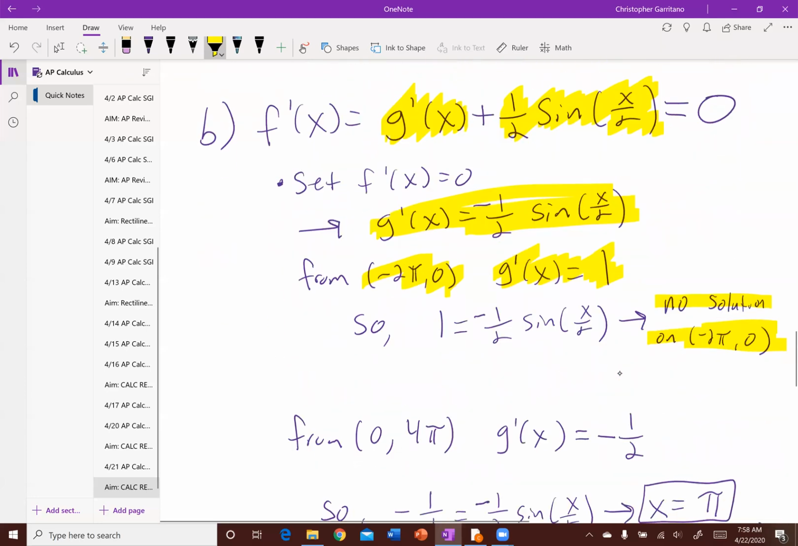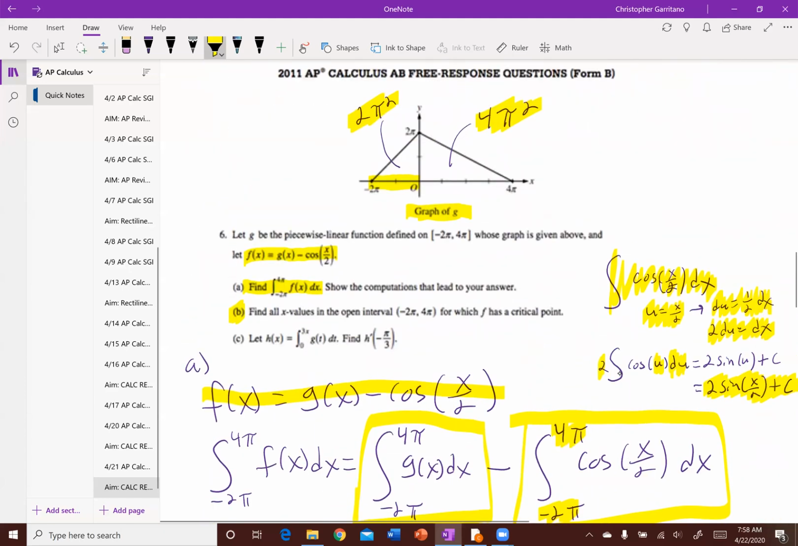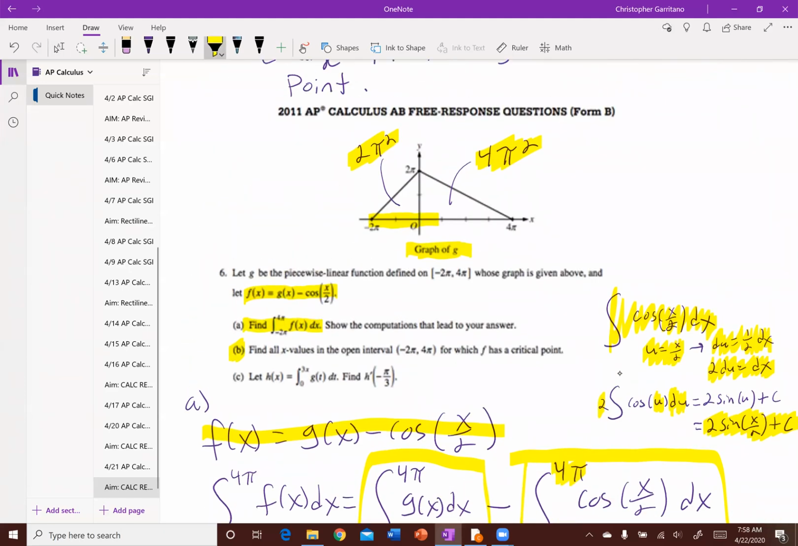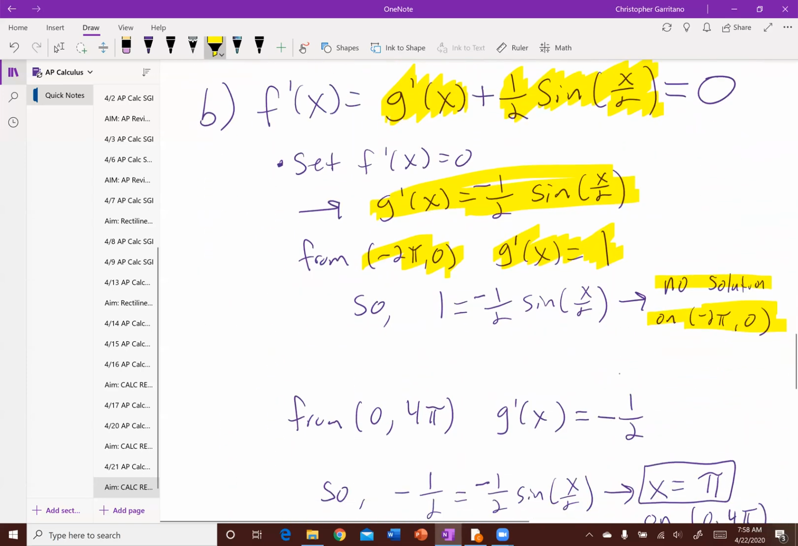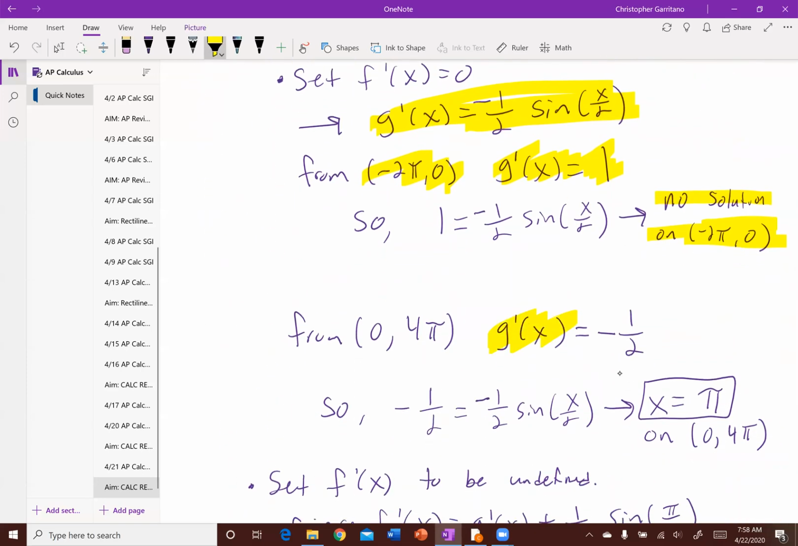But of course, we have a second interval that we need to focus on, and that's from 0 to 4 pi. And from 0 to 4 pi, g prime is equal to the slope of this line right here. So the slope of that line ends up being -1/2. So g prime of x is -1/2 on that interval. And I'm just going to do the same thing as before. I'm going to set -1/2 equal to -1/2 sine of x over 2.